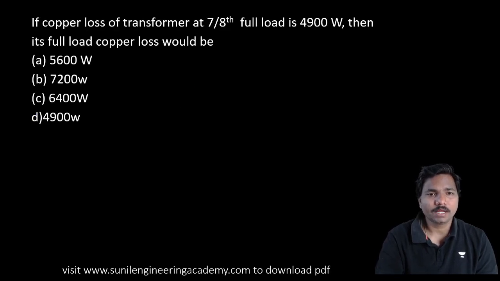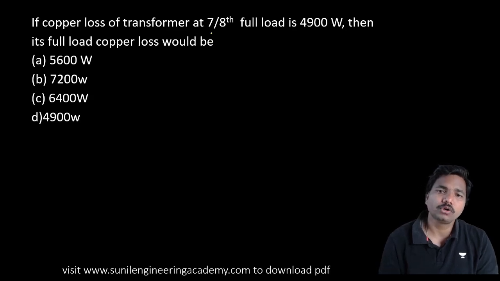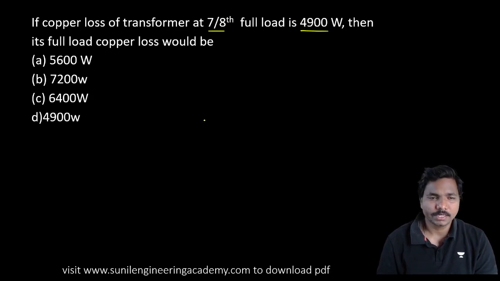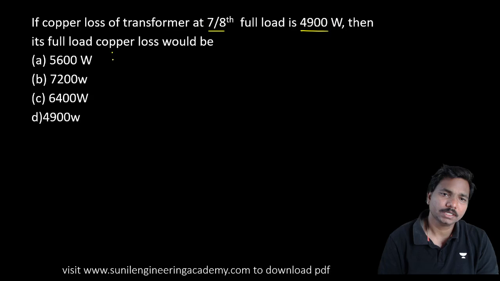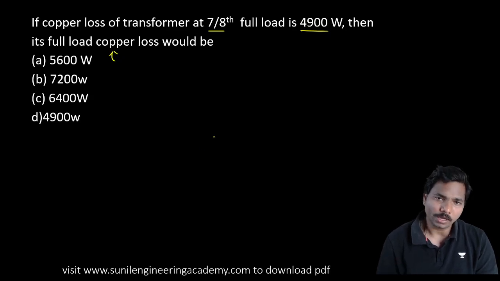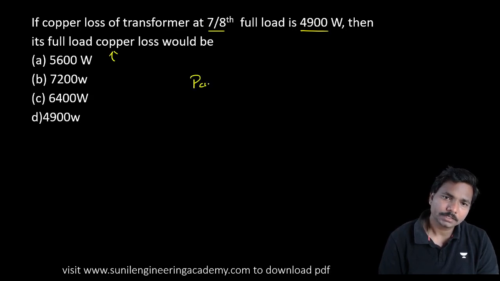If copper loss of a transformer at 7 by 8 of the full load is 4900 watts, then its full load copper loss. Here they are asking full load copper loss. Just now I have given the formula: copper loss at X of full load is equal to X square times full load copper losses.